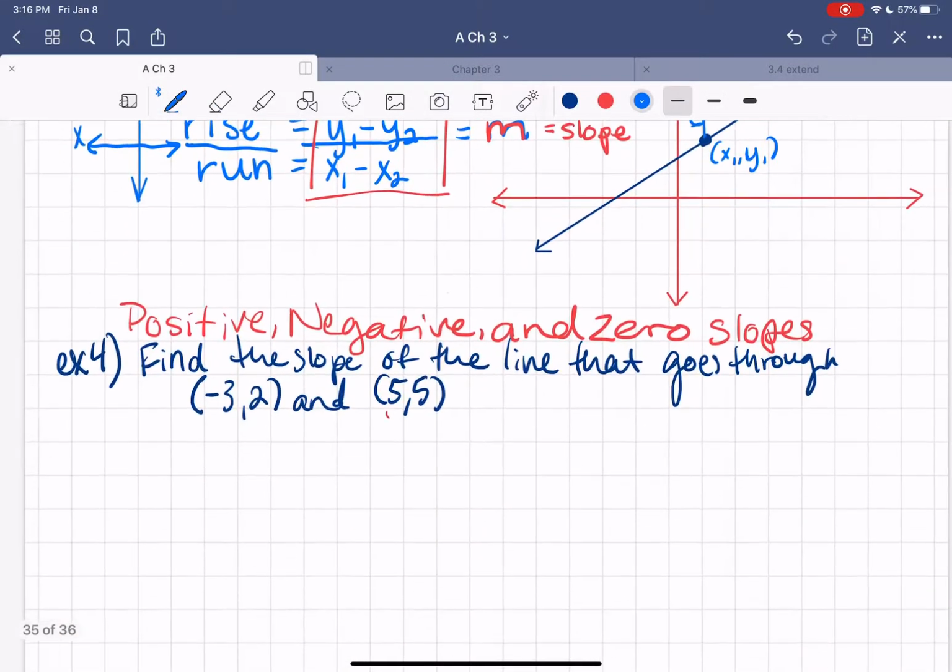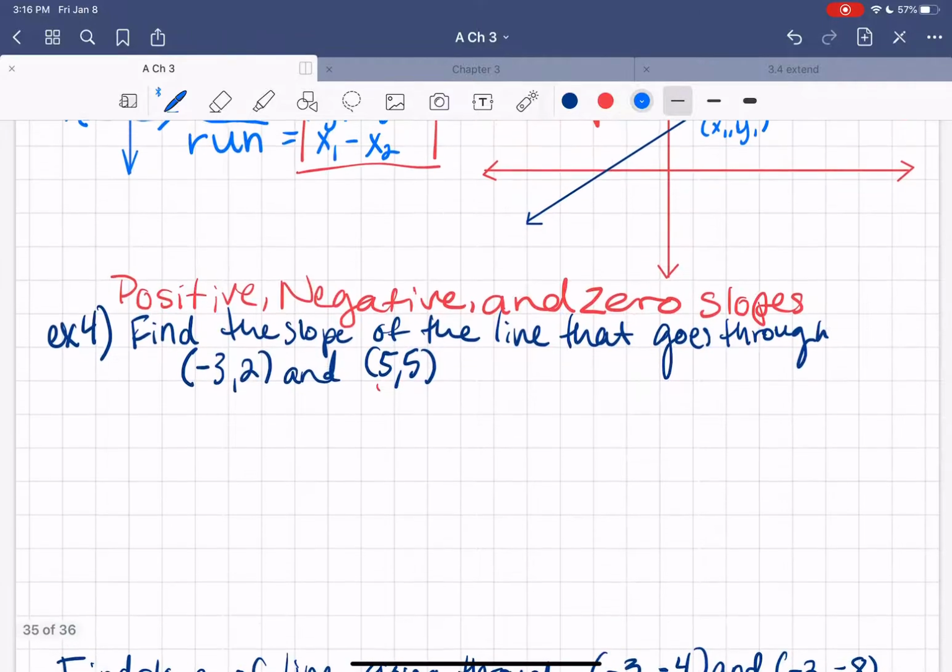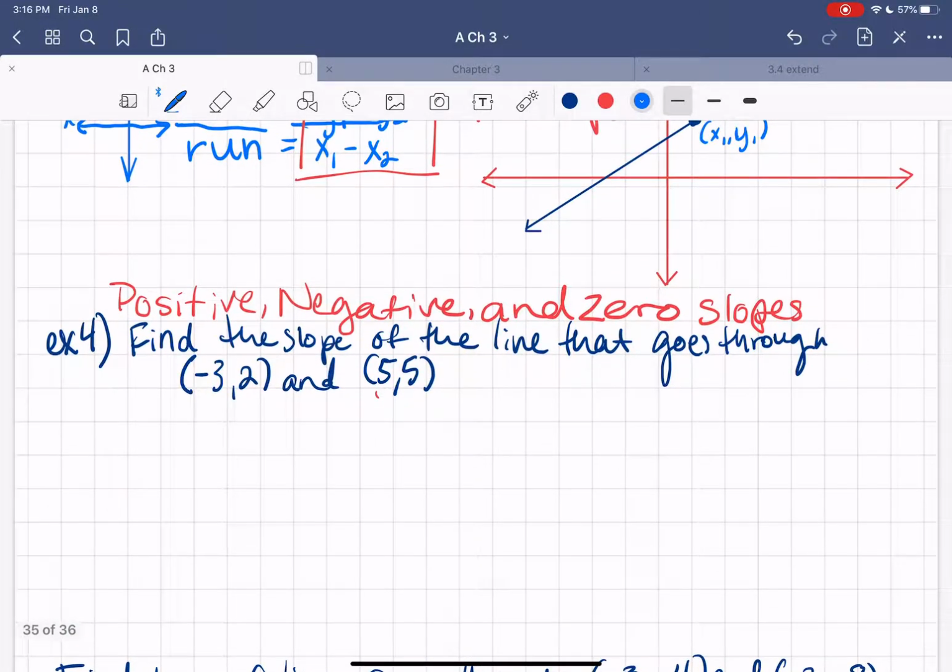There are different types of slopes. So that's going to be our example 4, looking at three of the different types of slope. There's actually four, but three of them are pretty similar. So the first ones are positive, negative, and zero slopes.